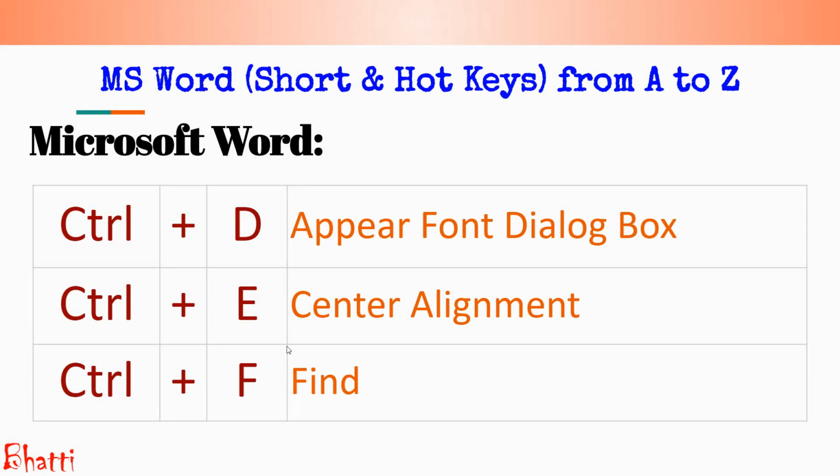Control D, the font dialog box appears. Control E, center alignment. Whatever text is written will come to the center. Control F is used to find text. A dialog box will appear, and whatever you need to search, just write it and then find.